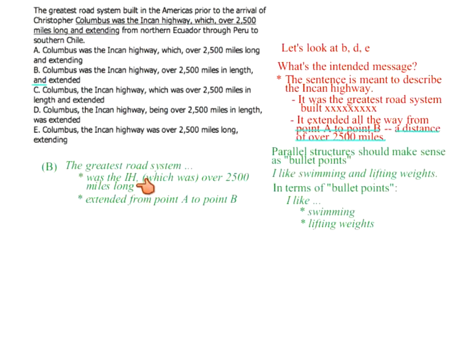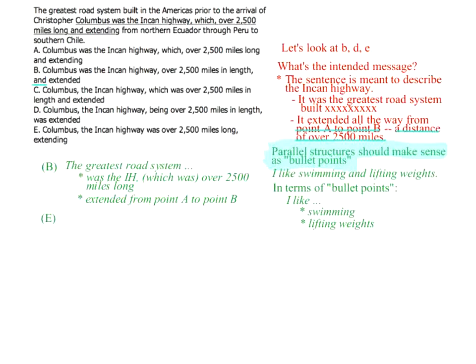So there's two issues there. The first is that you have things in parallel that don't make sense as parallel structures. They don't make sense as bullet points. But the other thing is that you have something that's supposed to be a description of something else and doesn't appear that way. Like the 2,500 miles doesn't appear as a description of the distance from point A to point B, or vice versa. Versus, let's skip down to E, which is actually what we want here.